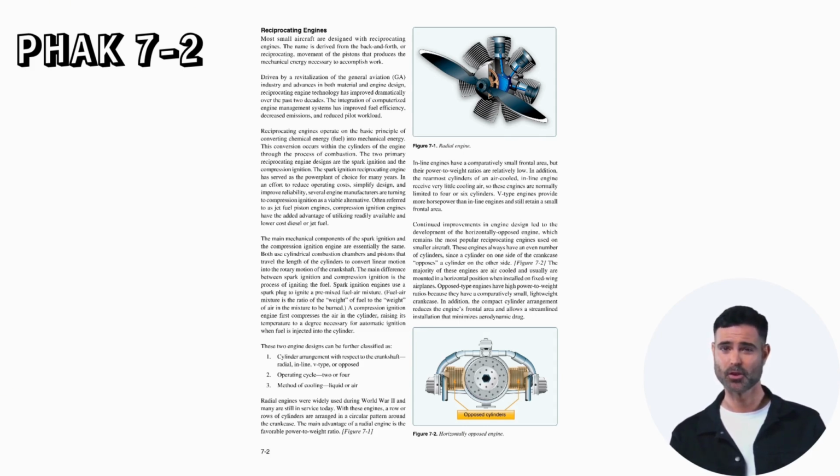Both use cylindrical combustion chambers and pistons that travel the length of the cylinders to convert linear motion into the rotary motion of the crankshaft. The main difference between spark ignition and compression ignition is the process of igniting the fuel. Spark ignition engines use a spark plug to ignite a pre-mixed fuel-air mixture.